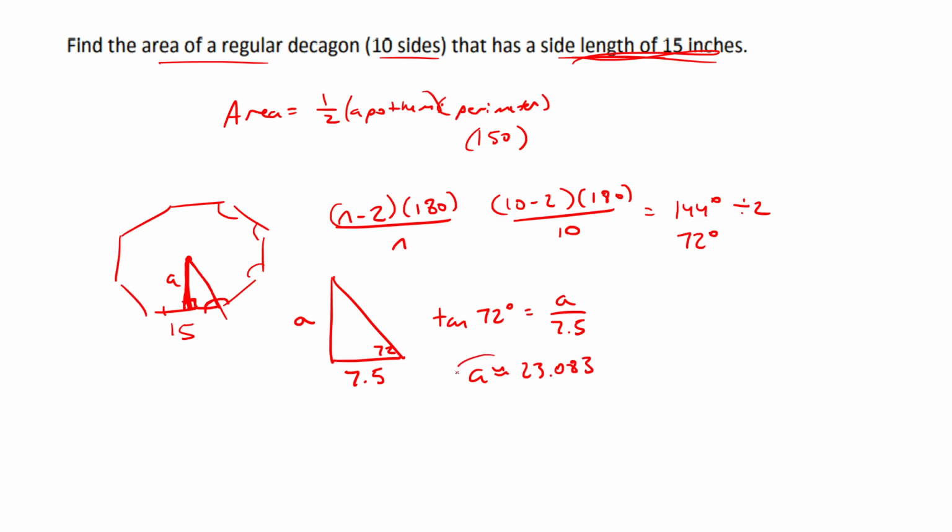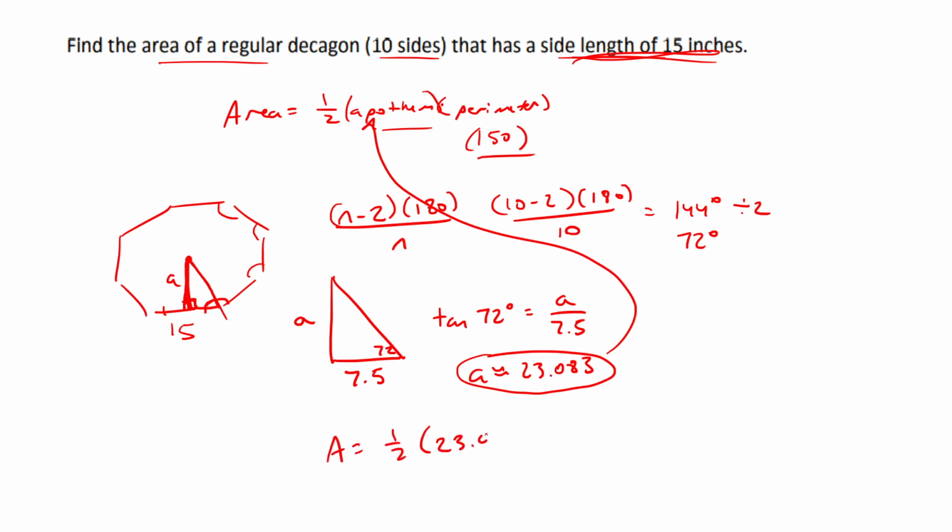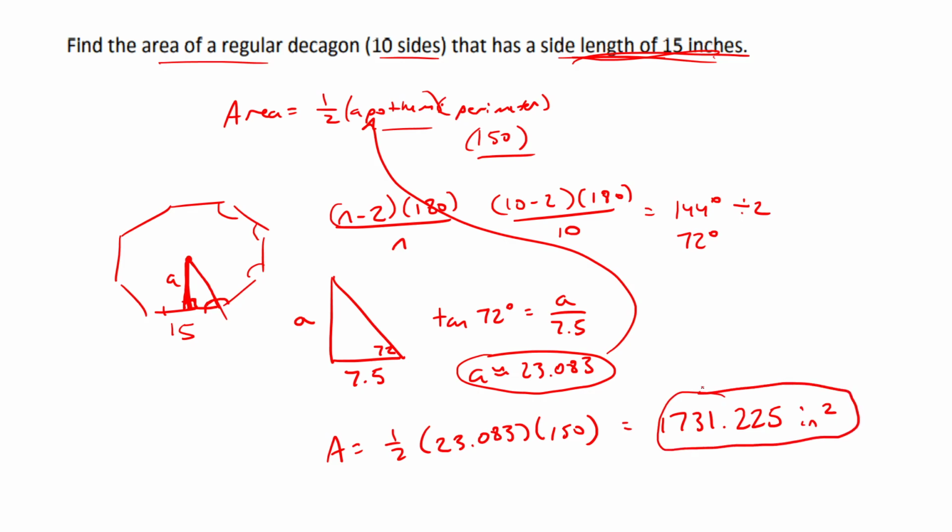I win. I'm done. I just need to plug that into my formula now. All right, so I knew the perimeter. Now I know the apothem. So 1/2 times 23.083 times the perimeter, and we punch that in our calculator, and we get 150 times 0.5, 173.225. And the unit is, if this is in inches, because we are talking about area, this would be inches squared.